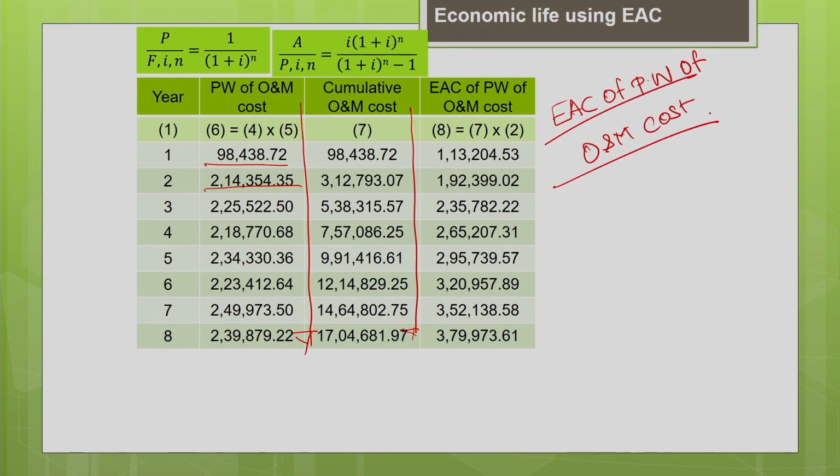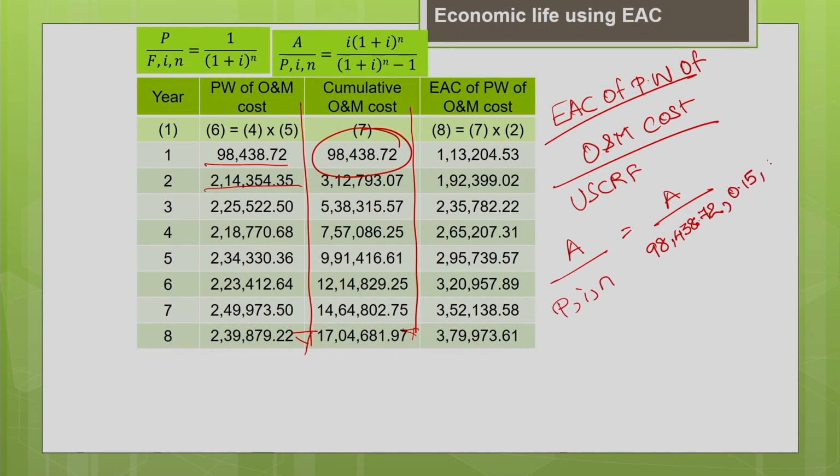So, how to calculate that? Now, you have found the present value of your operating and maintenance cost, you have to find its equivalent value. So, go for the uniform series capital recovery factor. That means you are going to find A for the given P, i, n. The known P, the present value, is 98,438.72, interest rate is 0.15, n is 1. Now we are going to find the equivalent A for this P. So, how to do that? i(1+i)^n divided by (1+i)^n minus 1. This is your uniform series capital recovery factor.